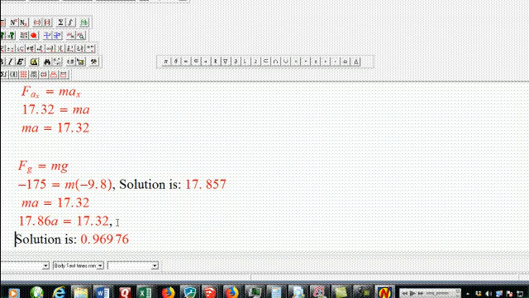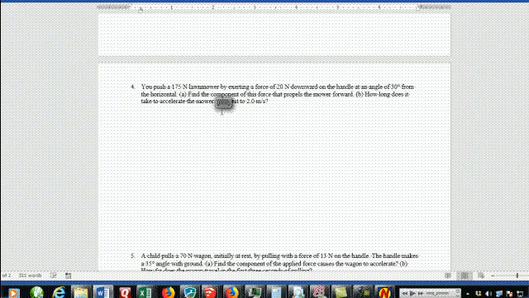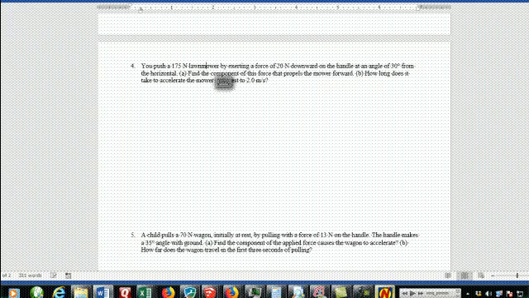Now we're going to take that and solve it for a. Therefore, my acceleration should be 0.97, right? Meters per second squared. The reason why we went through all that was because remember the question says how long does it take to accelerate the mower from rest to 2.0 meters per second. So let's go back here to our problem.